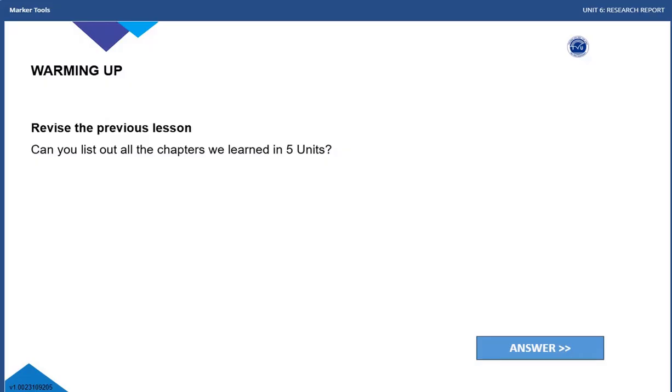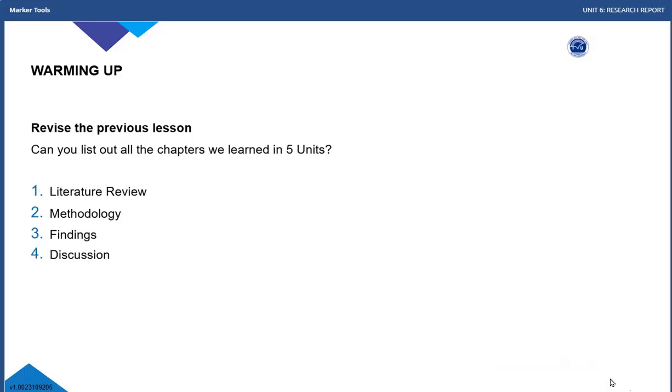Now, I want to ask you one question about the previous lesson. Can you list out all the chapters we learned in 5 units? So here are the answers. First one, literature review. We learned this one in Unit 2. Methodology and findings, we learned in Unit 3, Unit 4, and Unit 5. And last one, a discussion.